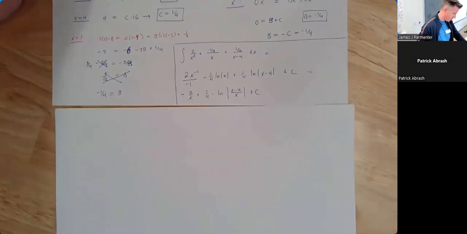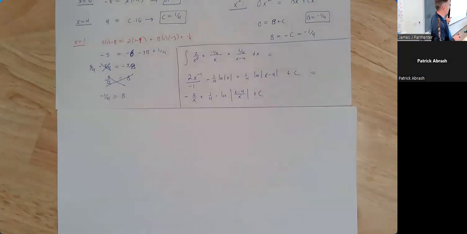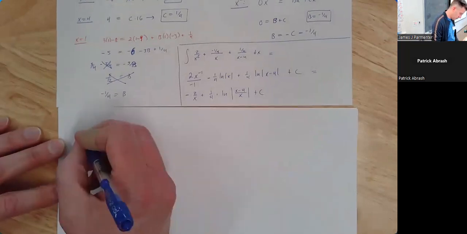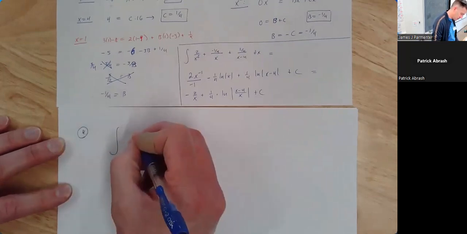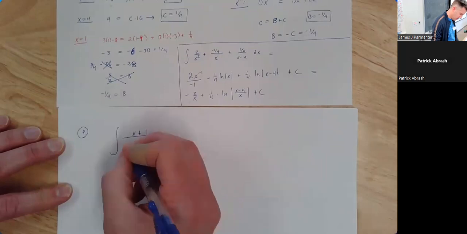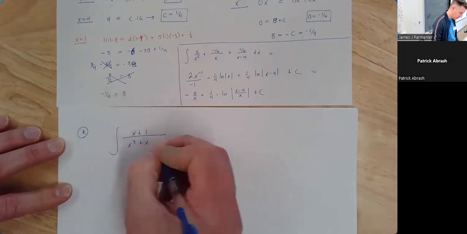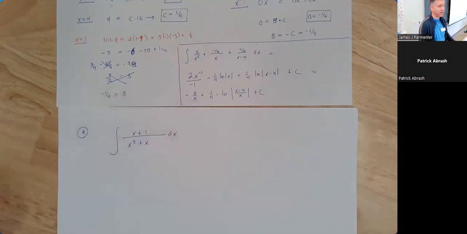This example is going to show why we need the irreducible quadratic factor to have an ax plus b or whatever. So let's say we want to do the following integral, the integral of x plus 1 over x cubed plus x. I imagine we'll be talking about partial fractions on Wednesday as well, because there's kind of a lot to cover with partial fractions.